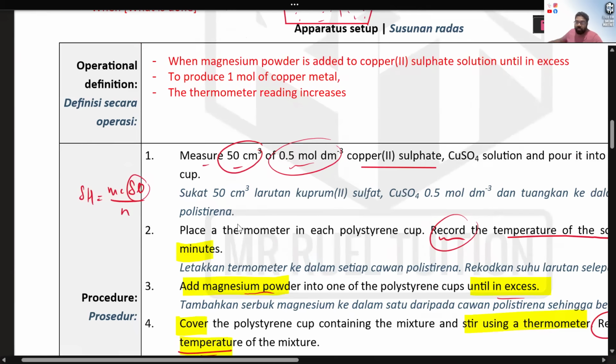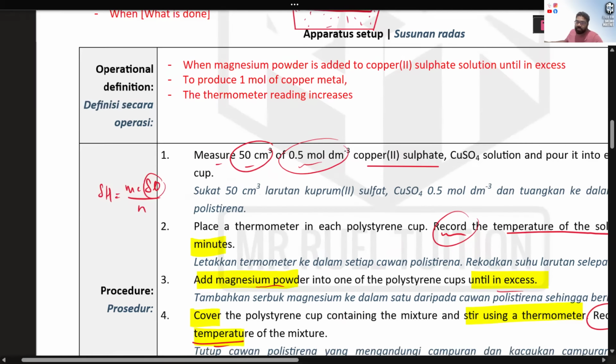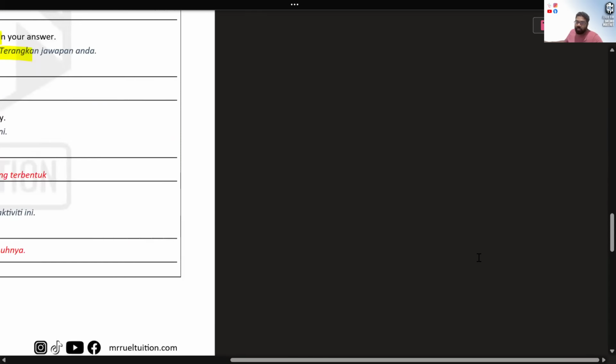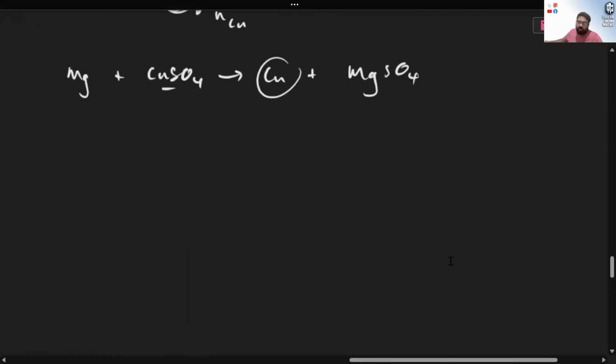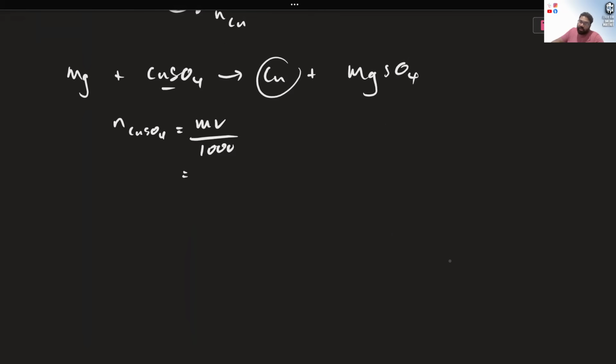So let's go back to the procedure. We are using 50 cm cube, 0.5 mole per dm cube, right? From here, we use MV per thousand. We use MV per thousand. We can get the number of moles of copper(II) sulfate. So the number of moles of copper(II) sulfate will be MV per thousand. So molarity 0.5, V 50, volume per thousand. So that will be 0.025, 25 divided by 1000, moles.